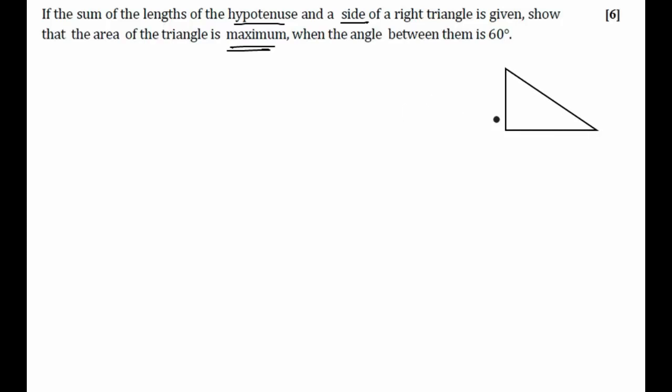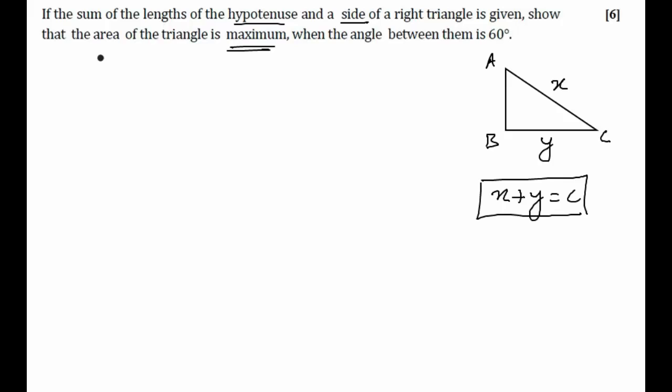Suppose this right angle triangle, let us say it is ABC. So what is given to me? The sum of the length of hypotenuse, let us say hypotenuse is equal to x, and side of a right angle triangle, side is y. So basically sum is given to me, which means that x plus y is some constant which is known.